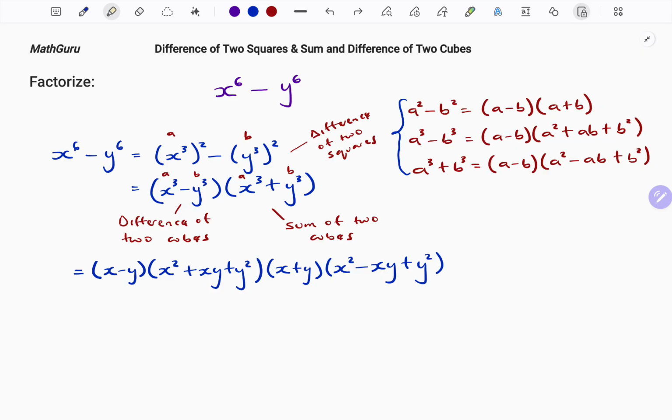So therefore, factorizing x to the power of 6 minus y to the power of 6 will give me the expansion shown.